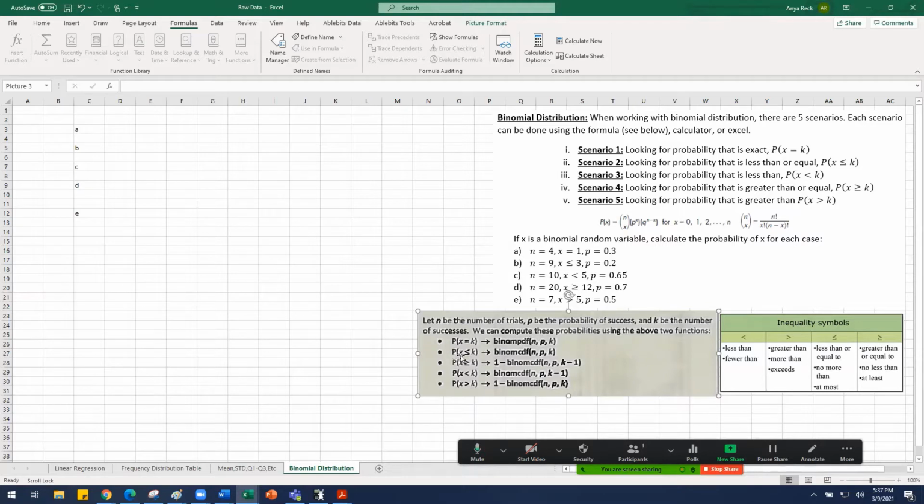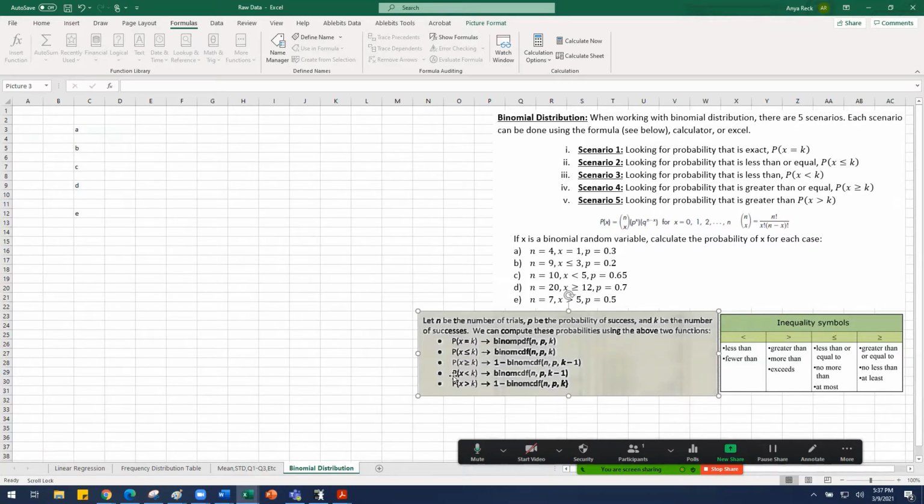We have when X is less than or equal to a certain value, then you use the binomial CDF for cumulative. If we have X is greater than or equal to some value, you have to do the complement, which is 1 minus the binomial CDF. So you're doing 1 minus the cumulative probability. And when you do this method, make sure you subtract 1 from the known value.